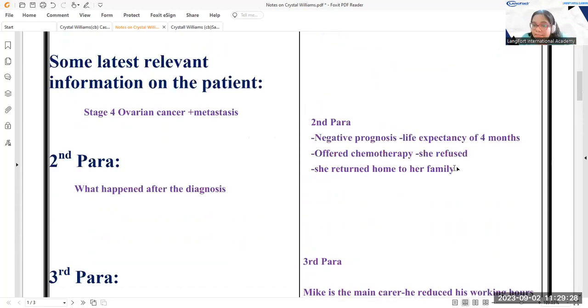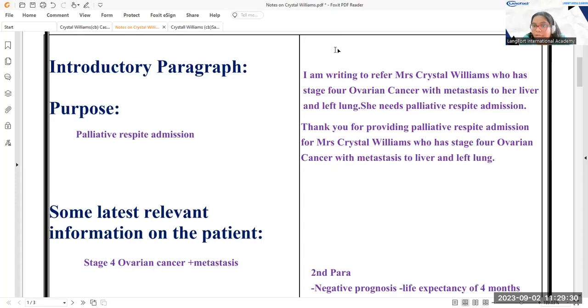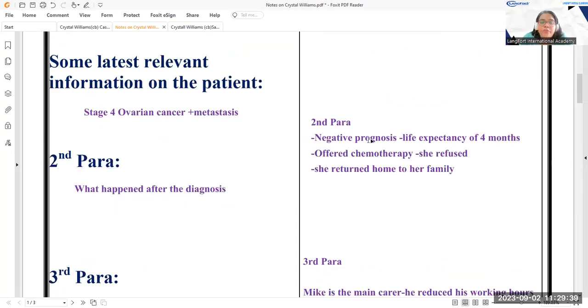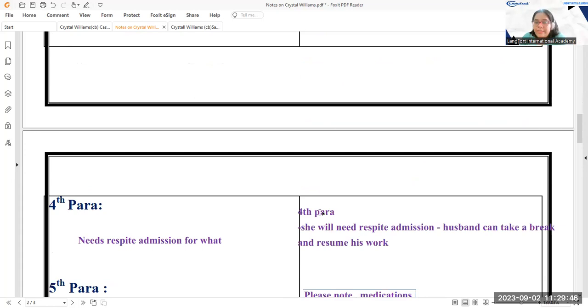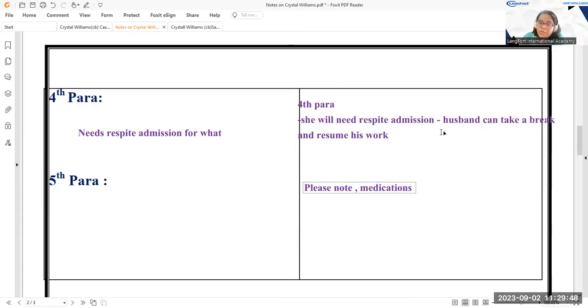Because we are not talking about past, then current. No, we are looking at the theme. The first paragraph, after talking about the purpose and some latest relevant information about the diagnosis and the patient. Second paragraph, you focused on what happened after the diagnosis. Third paragraph, you mentioned all the other issues. Then you can say, considering all this, she will need respite admission in order to help her husband take a break and resume work. Then at the end, you can highlight the medications, because otherwise the medications will stand as an odd piece of information.